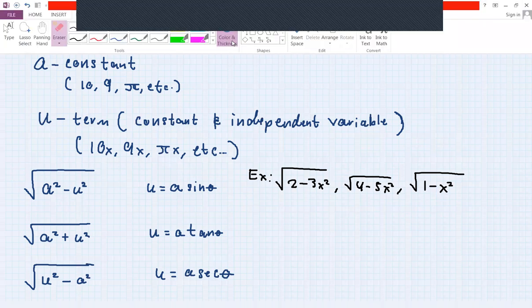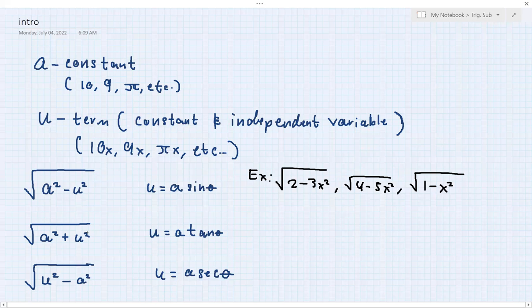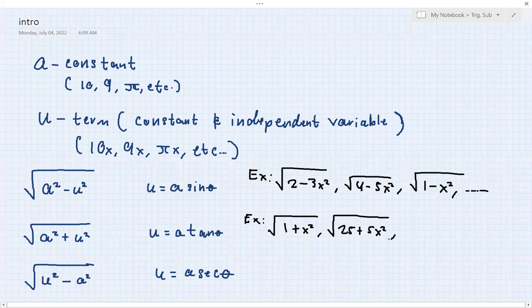Next is this one naman. Dito, similar lang siya dito sa una, itong si a squared minus u squared, pero imbes na minus, plus siya. So what are the examples? Okay? By the way, hindi lang to, there are many more examples. So what are the examples for this one? For this one, pwede ako magkaroon ng 1 plus x squared. Pwede ako magkaroon ng 25 plus 5x squared.